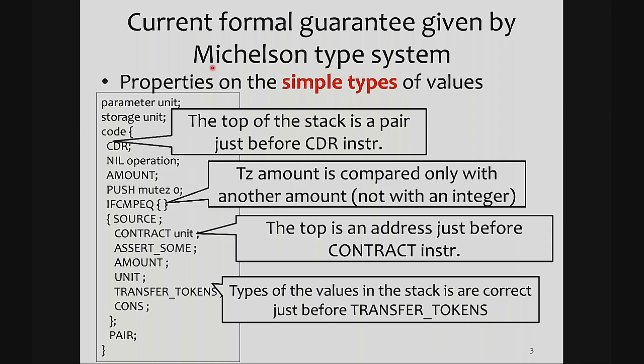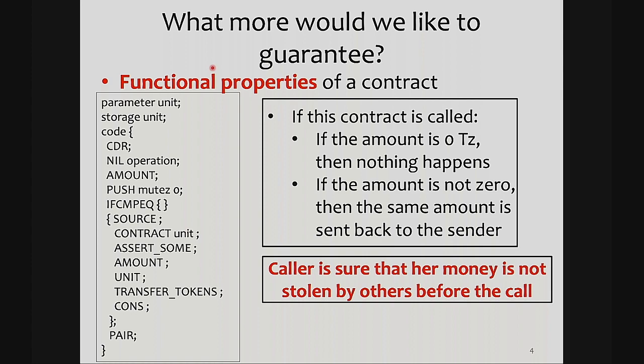So from this, if we could guarantee this at compile time, and we are doing the work to make this guaranteed, then for example, we are already sure that the caller's money is not stolen by others before the call. Because this functional property guarantees that the only parties involved in this contract invocation are this contract and the sender, we are sure that there is no malicious third party that tries to steal the money that is communicated between these two parties.